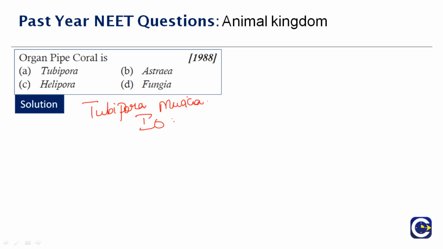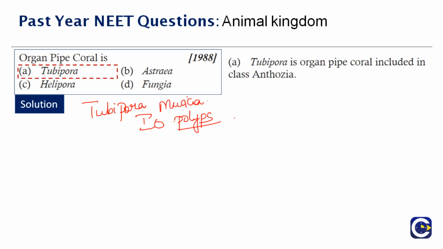Usually their number is 8. The skeleton is bright colored but is typically obscured by numerous polyps. So you call those pores polyps. Okay, so organ pipe coral belongs to Tubipora. The correct answer is option A. It is included in the class Anthozoa.